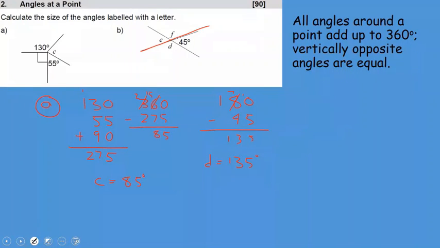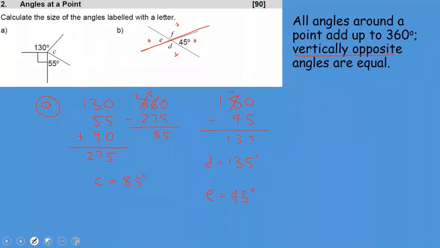So if you're not sure about vertically opposite angles, right, so this angle here, 45, that we're given, and E, they are vertically opposite. And F and D are vertically opposite. So when we've got two straight lines intersecting, like that, the angles that are opposite each other are equal. So from that then, we don't need to do any more calculations. We can just see that E is vertically opposite 45. So E must be 45.